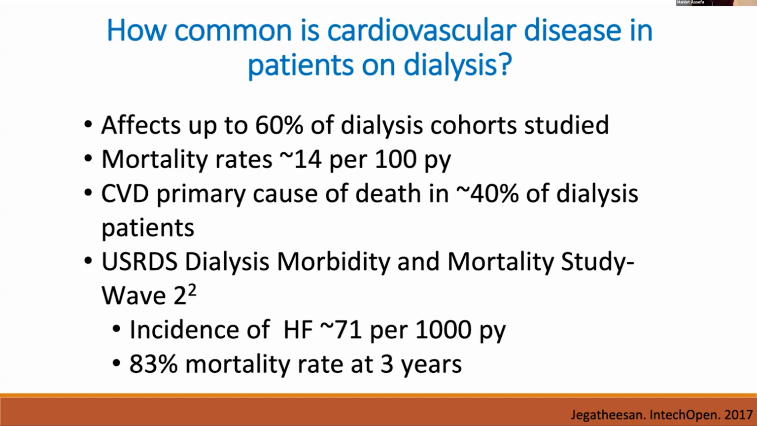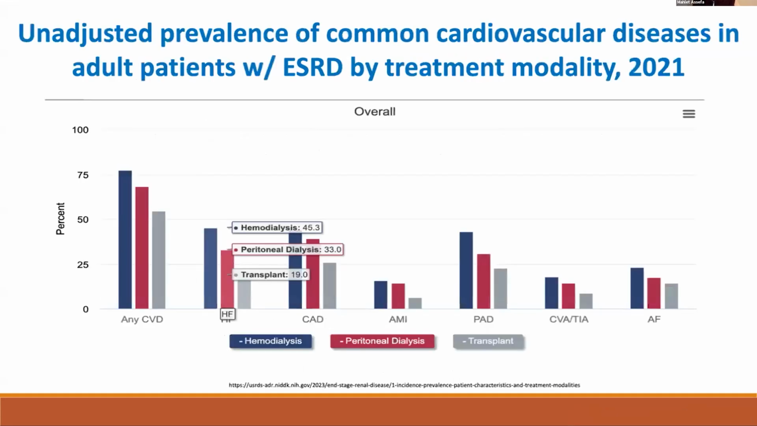When we come to heart failure, in Wave 2 of the USRDS dialysis morbidity and mortality study, done in about 2005 in approximately 2,000 patients with incident dialysis, they were looking at things like septicemia, bacteremia, and cardiovascular disease rates using admission claims data. What they found is that the incidence of heart failure is about 71 per 1,000 person years. And folks with combined heart failure and ESKD have a mortality rate of about 83% at the 3-year mark, so quite high.